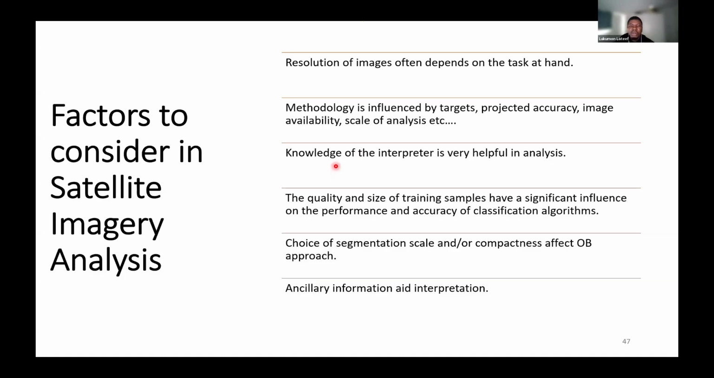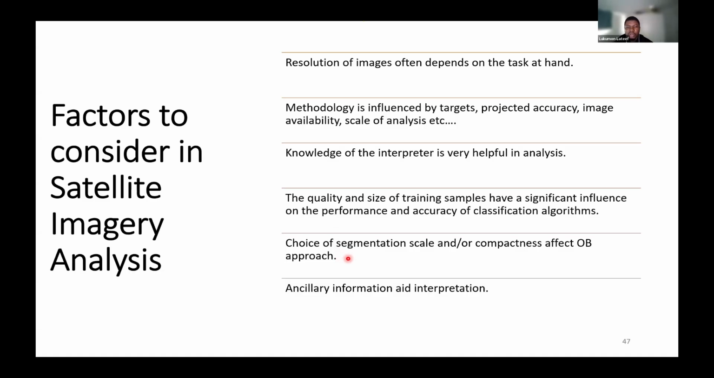Also, another point is the knowledge of the feature you are looking for. It helps you to interpret the image. Like the example I mentioned earlier, somebody from a geologic background will have better expertise in identifying mineral potential areas or geologic faults compared to somebody with just knowledge of remote sensing. The quality and size of the samples that I use to perform classification have effects on the result that you get. We are going to look at this tomorrow.